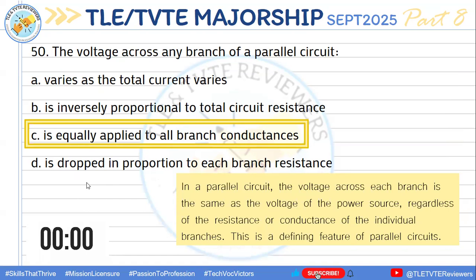Letter B, is inversely proportional to total circuit resistance. This is still incorrect because voltage is set by the source. This statement confuses total circuit behavior with branch behavior. And letter D, is dropped in proportion to each branch resistance. Still incorrect, because that describes series circuits, not parallel circuits. So answer letter C, is equally applied to all branch conductances.